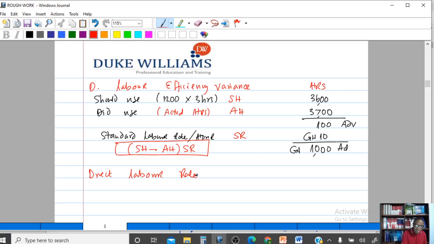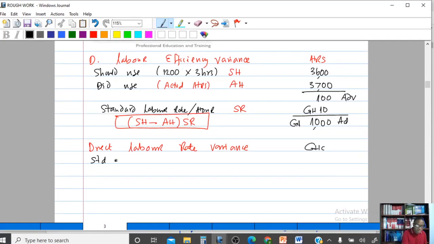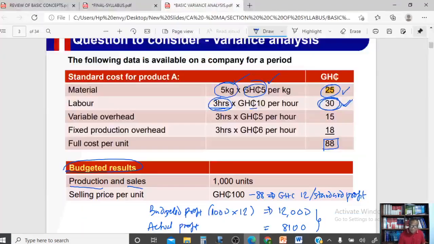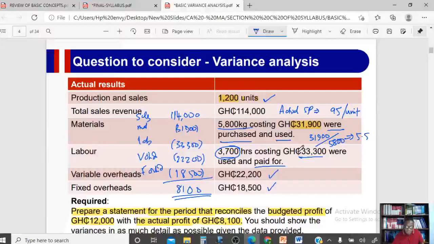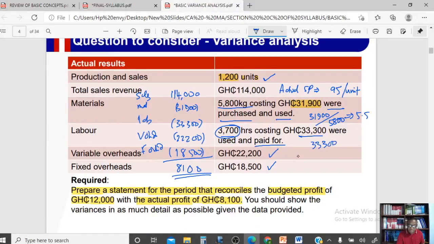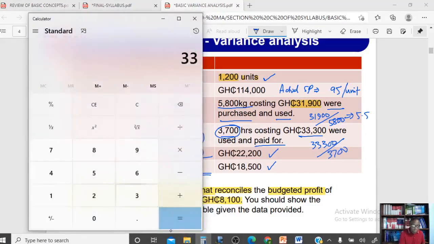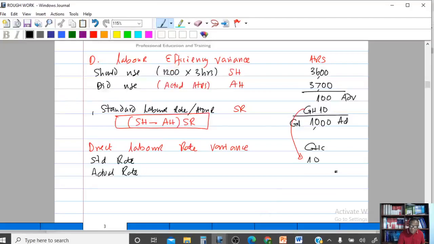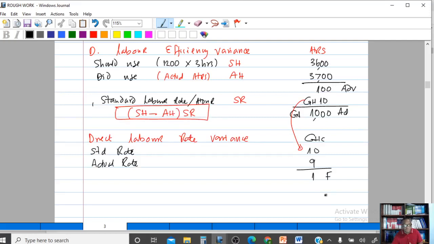labor rates variance. Okay, direct labor rate variance, again in monetary terms. So I'm going to do the standard rate that was given, that's the same here. So this standard rate is exactly what I'm bringing here. Then I work out actual rates. Okay, so if I go to the question, I can see if I did pay 33,300 for 3,700, then that is 9, isn't it? Okay, so that is 9. So that sounds like good news, meaning that we paid one Ghana cedi less. So that is favorable. But how many hours did we pay in all?